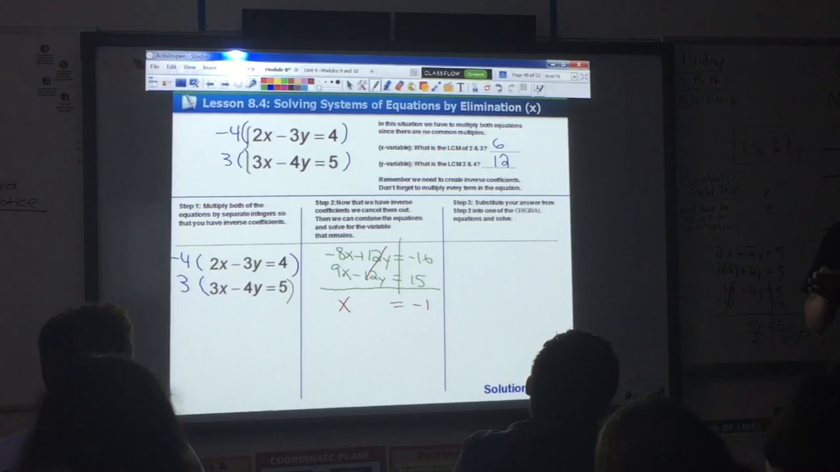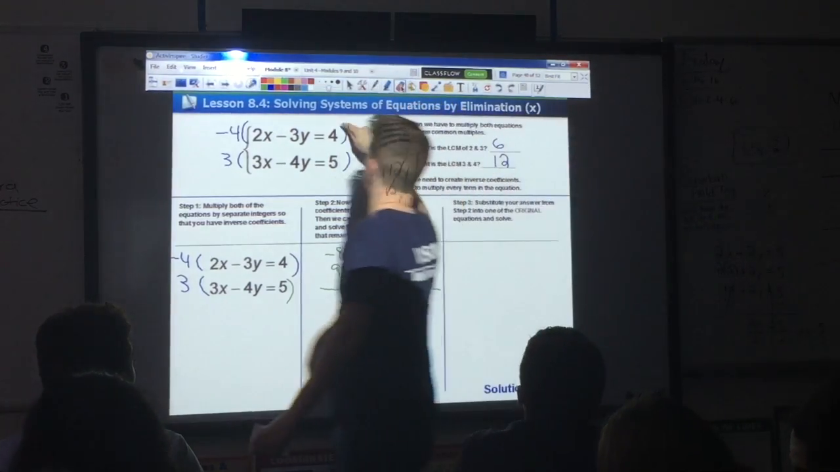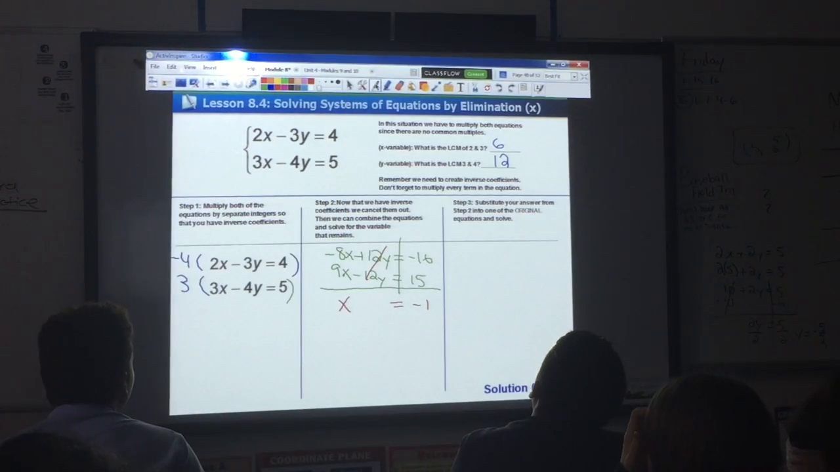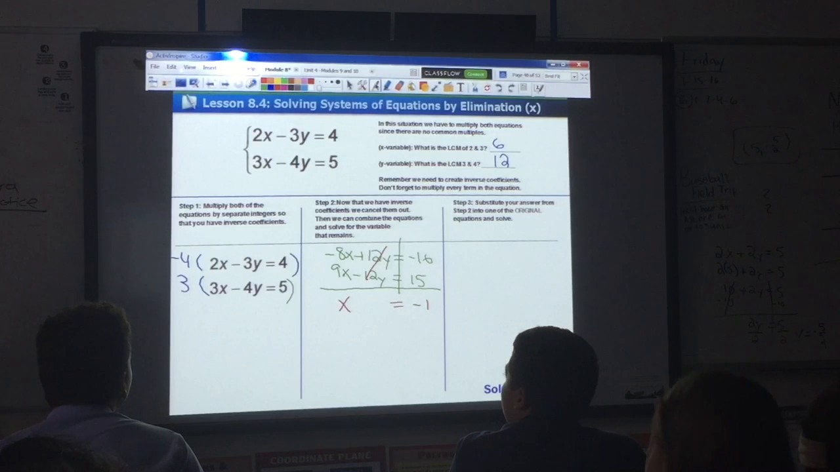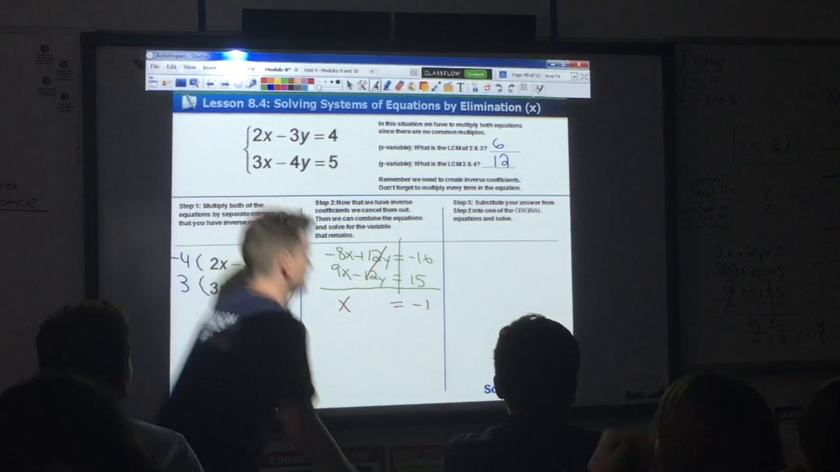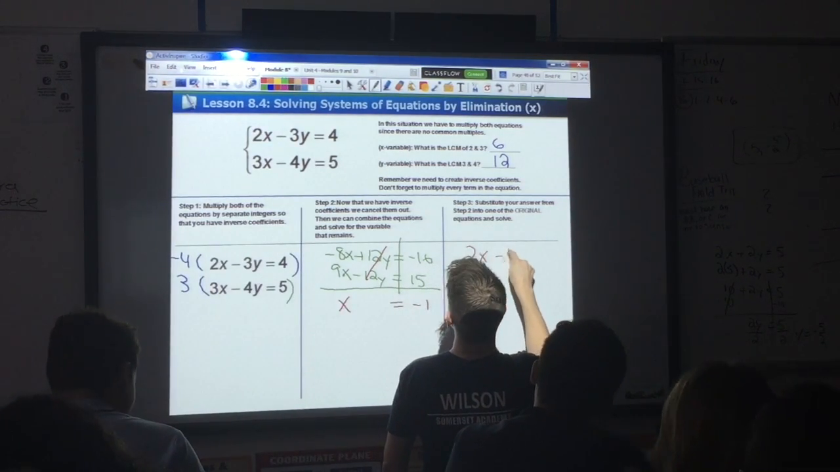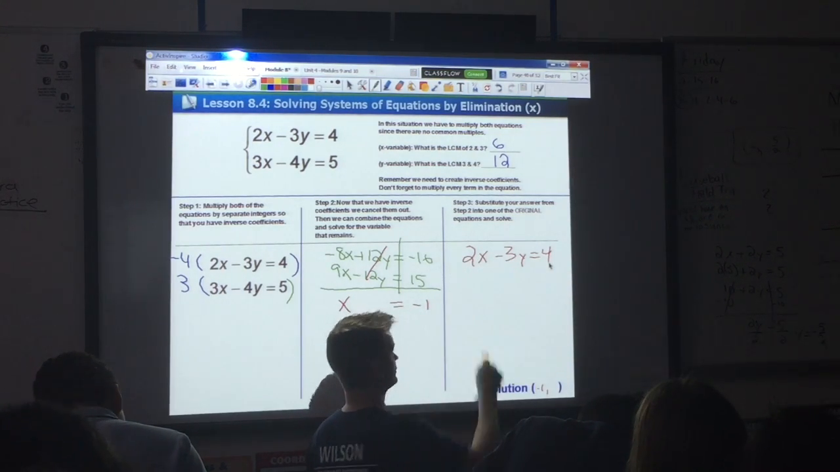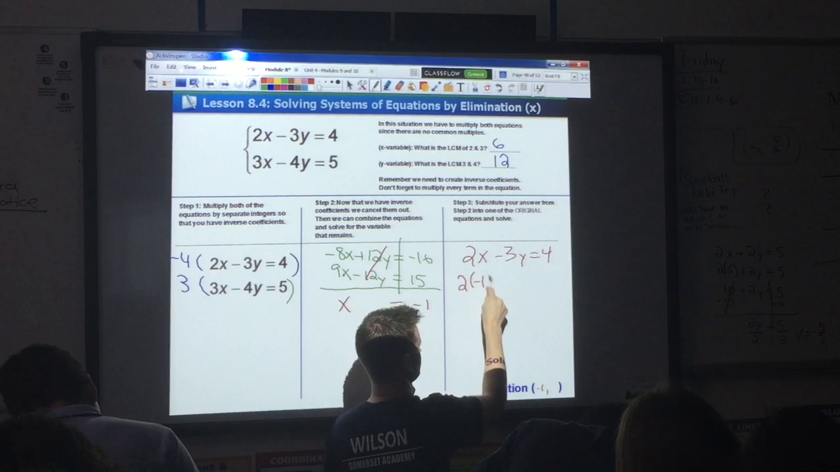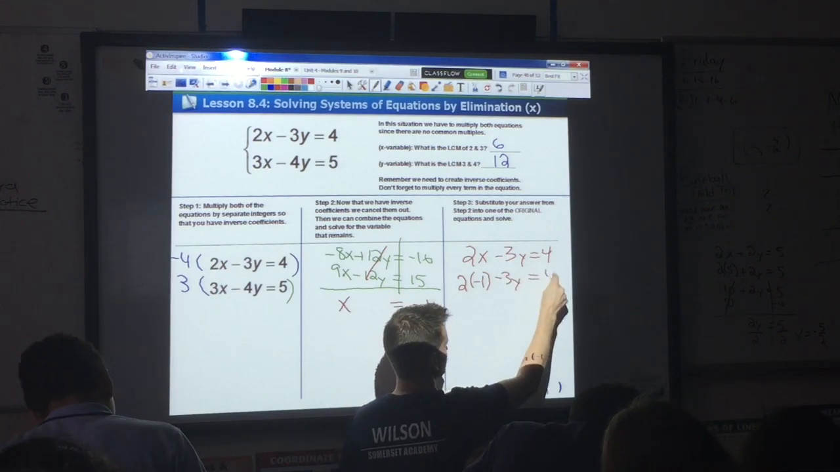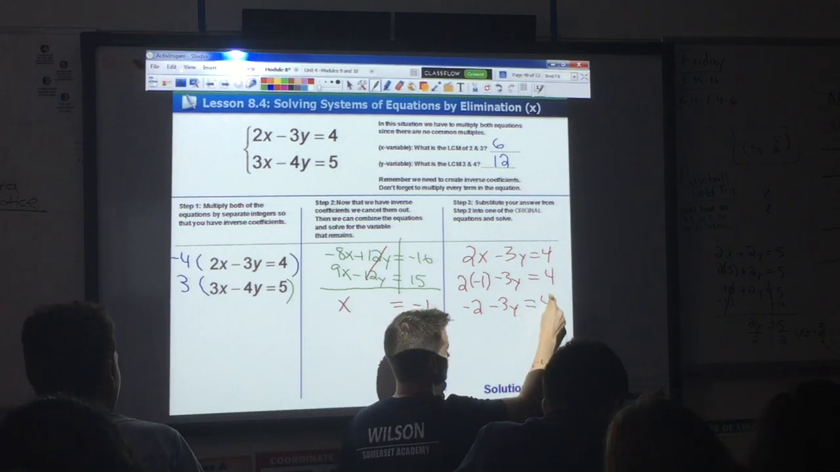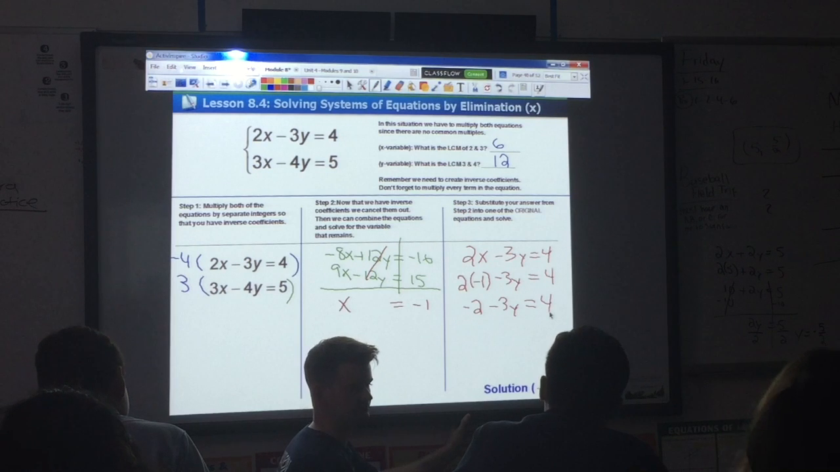So I go back to the original equation. I'm going to pick one. Both of my y's are negative here, so there's no easy way. I just pick one at this point. What do you guys want to work with, top or bottom? Top. All right, so we're going to have 2x minus 3y equals 4, and we know what x is, so we substitute it in. 2 times negative 1 minus 3y equals 4. Performing the multiplication, I get negative 2 minus 3y equals 4. Pause there so you guys can catch up.